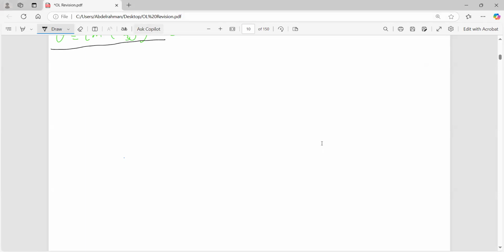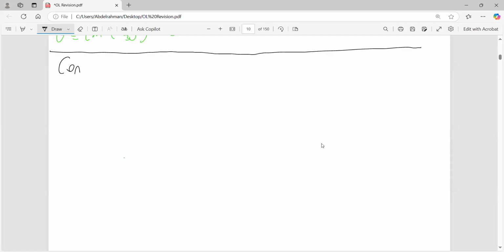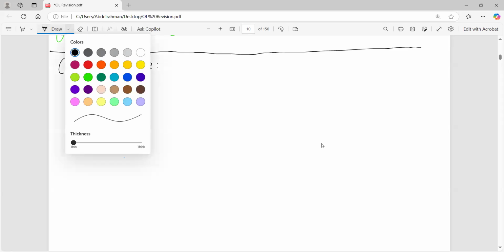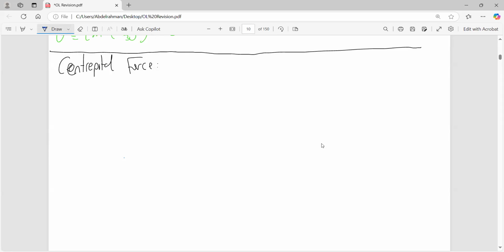Another quite easy part was the centripetal force. Centripetal force is the force acting on an object moving in a circular motion. If you have an object moving in a circular motion, it would have a centripetal force and a centripetal acceleration.